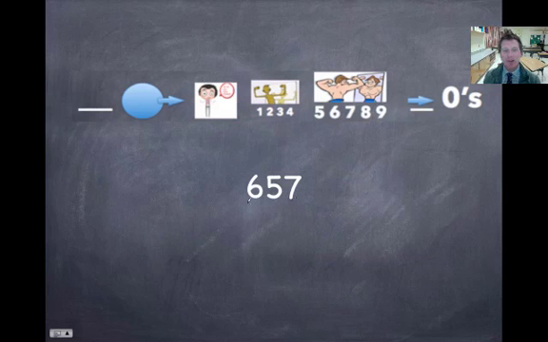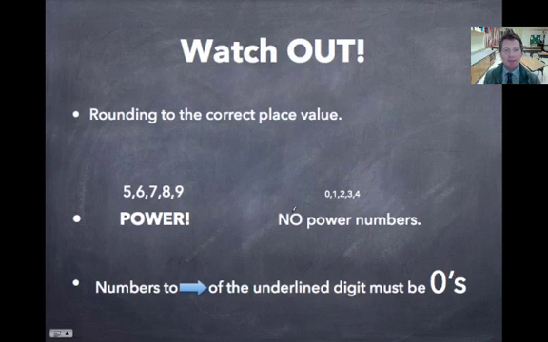657. So we underline, and we circle, and we ask that 5. Hey 5, do you have power? He says, yeah, I'm right here with the muscle man. I have power. So we push on that 6. It turns into a 7. It's 0 and 0. Everything to the right turns to zeros.